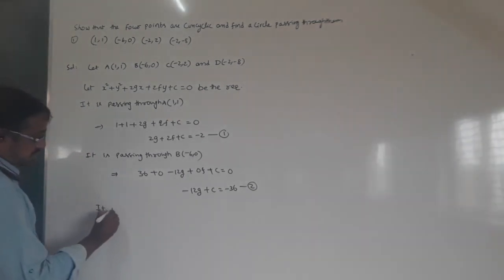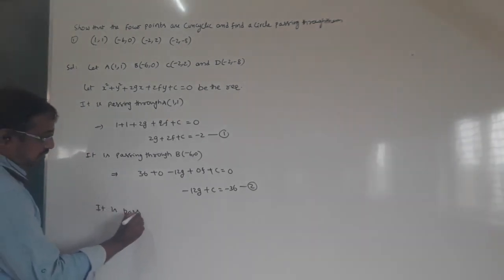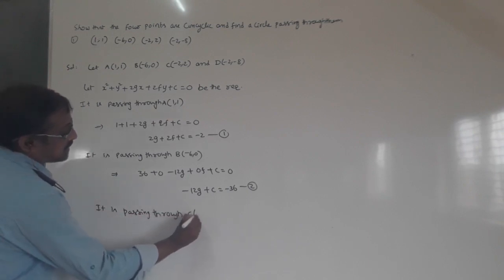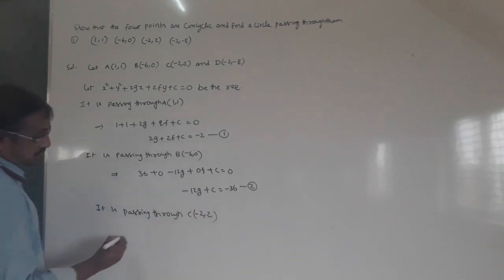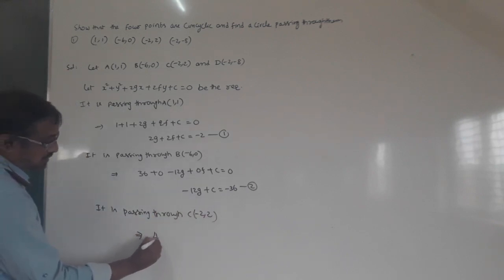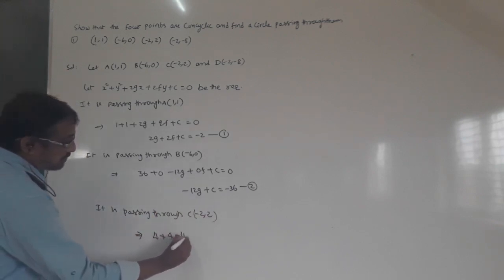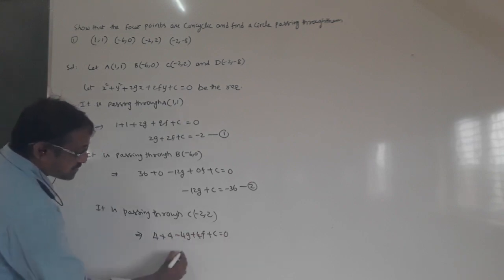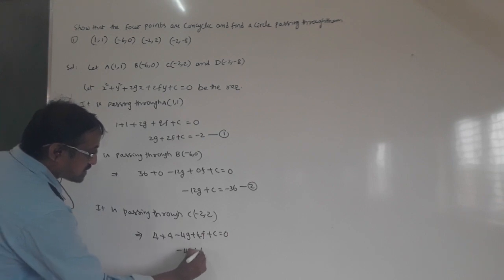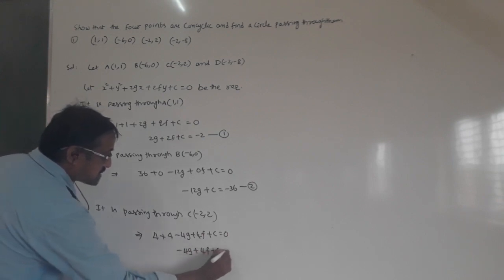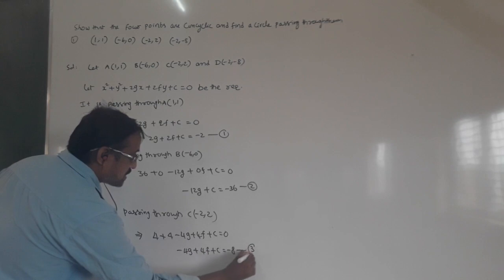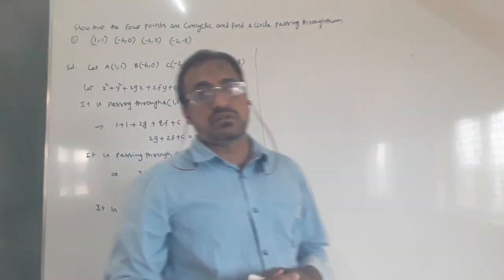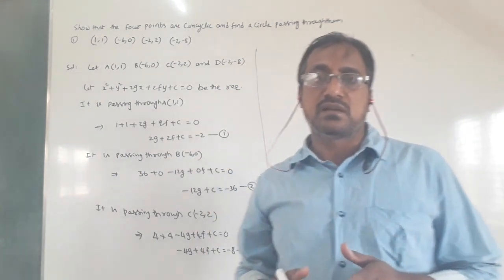And again it is passing through C (minus 2, 2). Substitute this point, we will get 4 plus 4 minus 4g plus 4f plus c is equal to 0. So minus 4g plus 4f plus c is equal to minus 8. Let it be equation 3. So you have 3 equations and 3 unknowns.